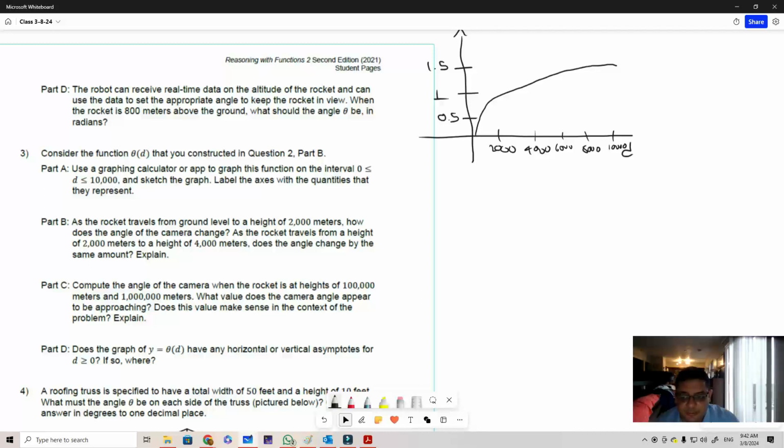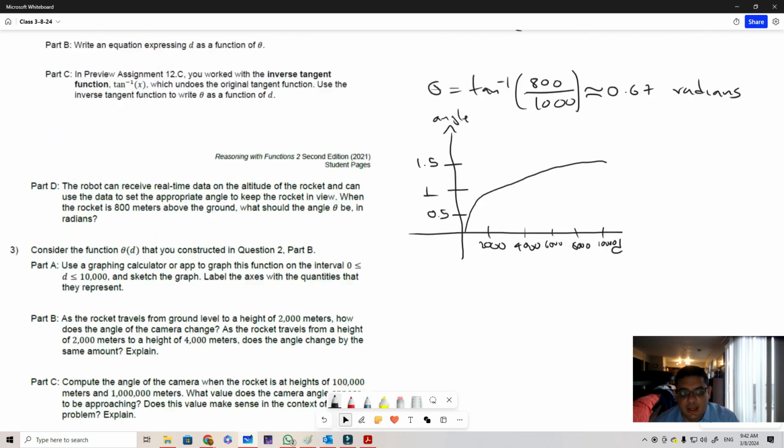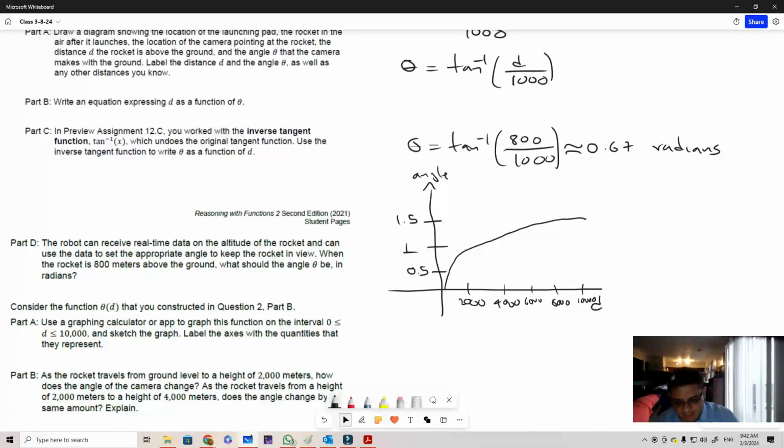So the rocket is traveling from the ground level from 2,000 meters, and we want to know how the angle of the camera is changing as it moves from 2,000 meters to 4,000 meters. So for that, we gotta go back again to the function that describes theta. And so theta here is tangent to the -1, and we gotta calculate what happens in 2,000, and of course we also gotta calculate what happens on 4,000.